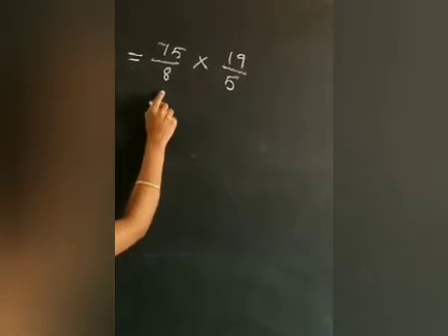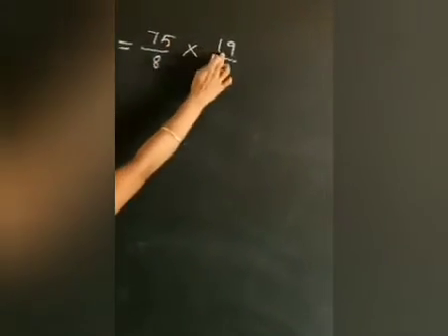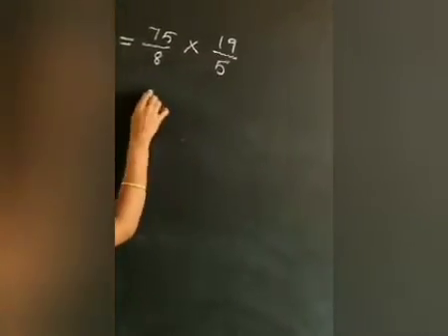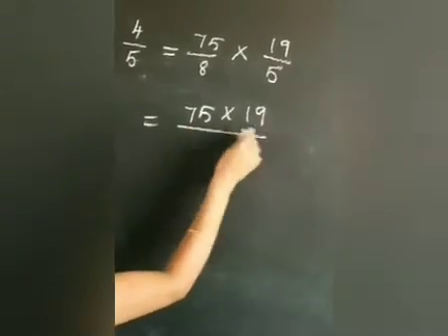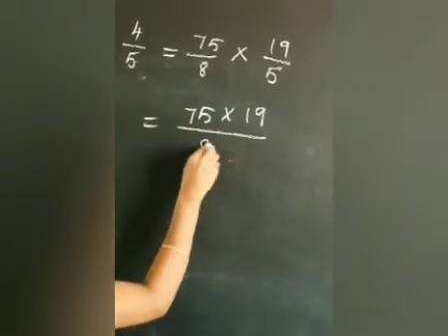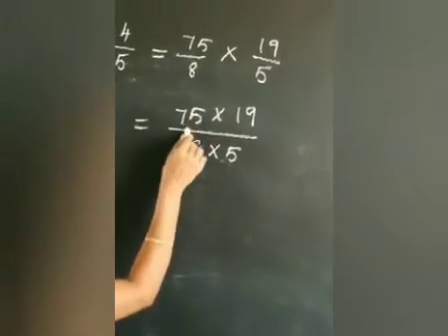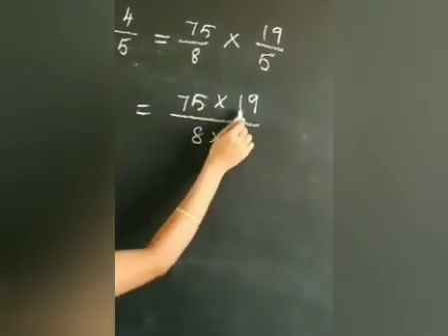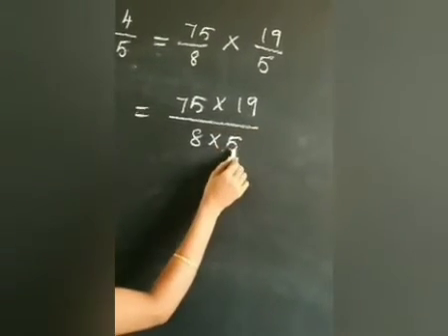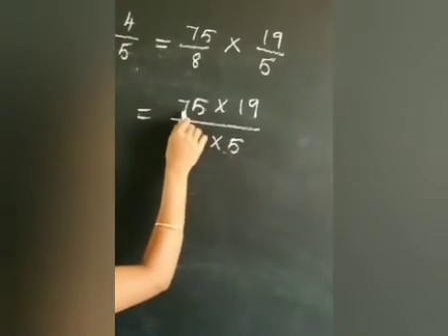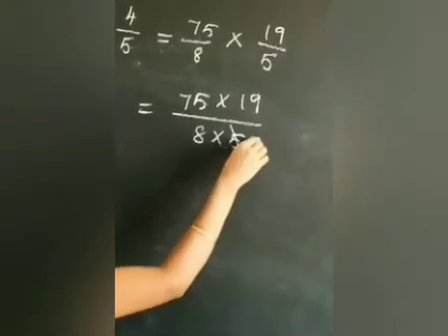This is the third step, the product of two fractions. That is product of numerators divided by product of denominators: 75 into 19 divided by the product of the denominators, 8 into 5. In the 8 table, is it possible to cancel 75? No. Is 19 divisible by 8? No. Next we check if 75 is divisible by 5. Yes. So in the 5 table, 5 1s are 5.